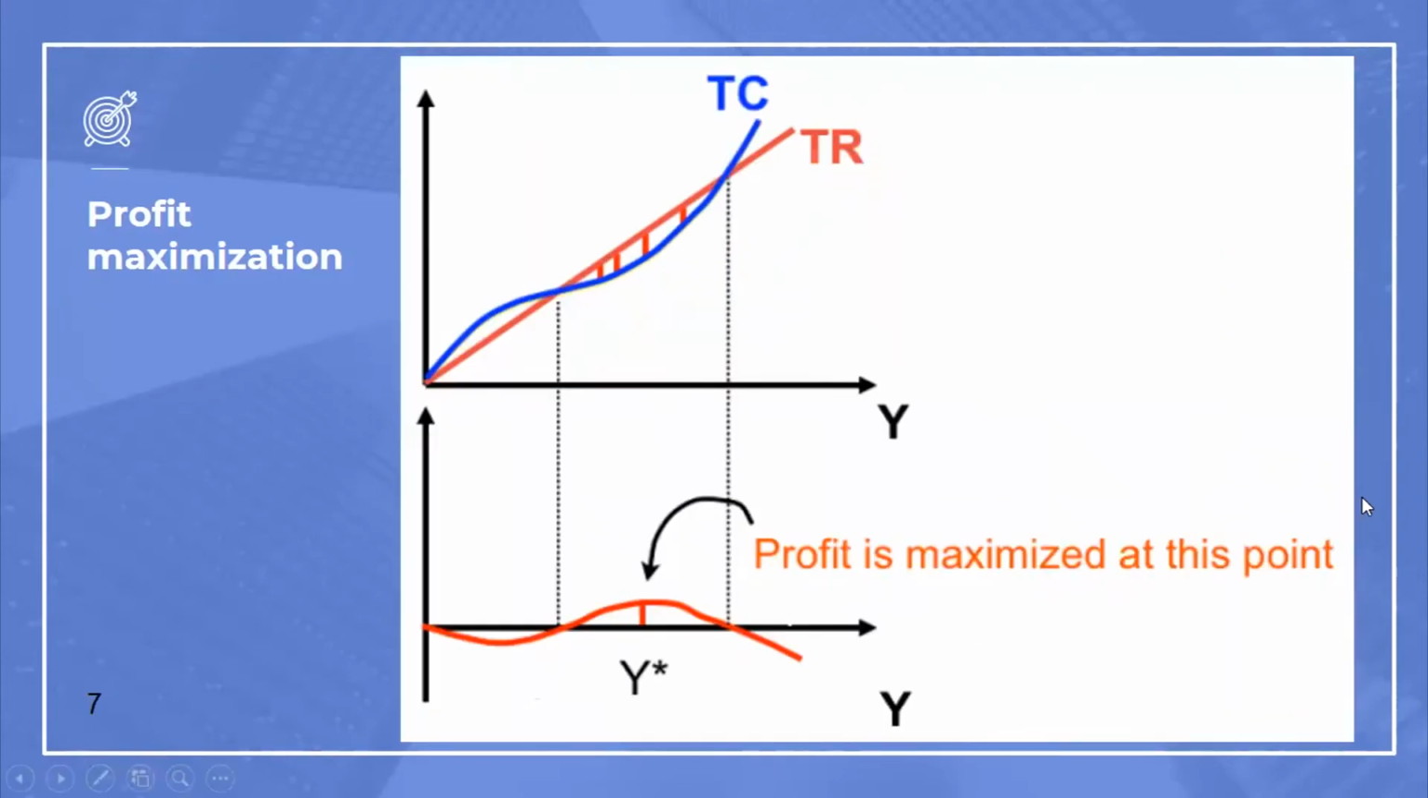Profit is maximized at that point. Your level of production, Y star, whatever that number of units is, at that specific level of production, it is the point at which there is the greatest difference between your total revenues and your total costs. That difference is maximized there. Therefore, profits are maximized there.